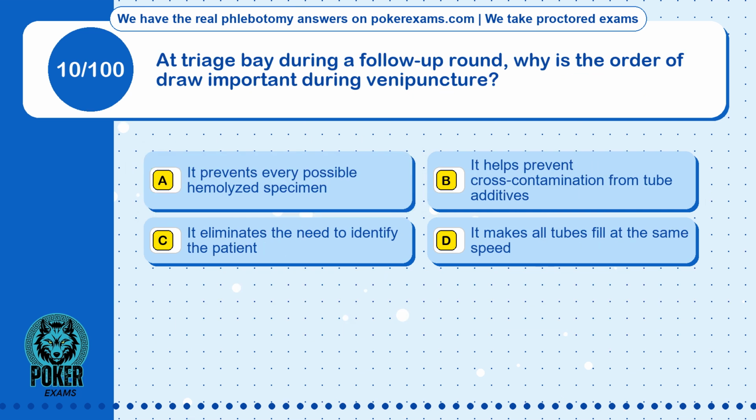Question 10. At triage bay during a follow-up round, why is the order of draw important during venipuncture? Option A. It prevents every possible hemolyzed specimen. Option B. It helps prevent cross-contamination from tube additives. Option C. It eliminates the need to identify the patient. Option D. It makes all tubes fill at the same speed.